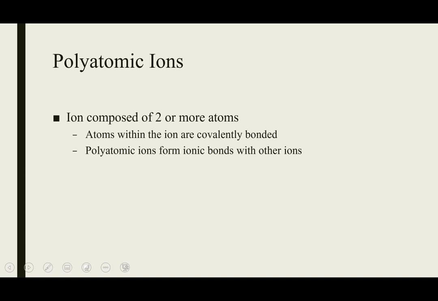Polyatomic ions are ions composed of two or more atoms. Those atoms are covalently bonded to make up the ion, but then the overall thing has a charge. An example of a polyatomic ion would be carbonate, CO3. The C and O are two nonmetals, so they're covalently bonded, sharing electrons, but then the entire thing has a -2 charge. And so it acts just as any monatomic ion would. It acts just like oxygen or sulfur when forming ionic compounds.